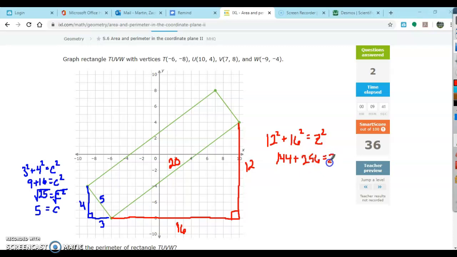256 equal to z squared. Add that together, I think you get 400 equals z squared. And then take the square root. That's 20. All right? So that's that side.